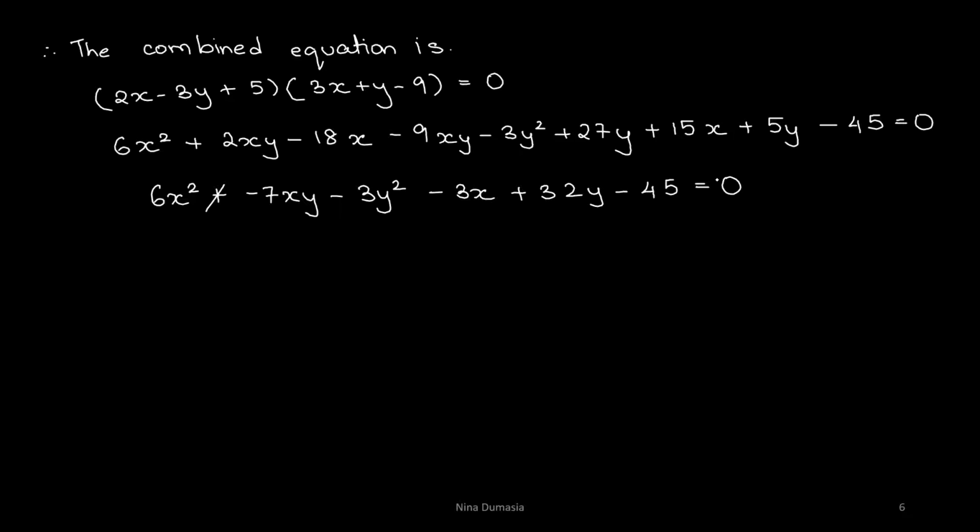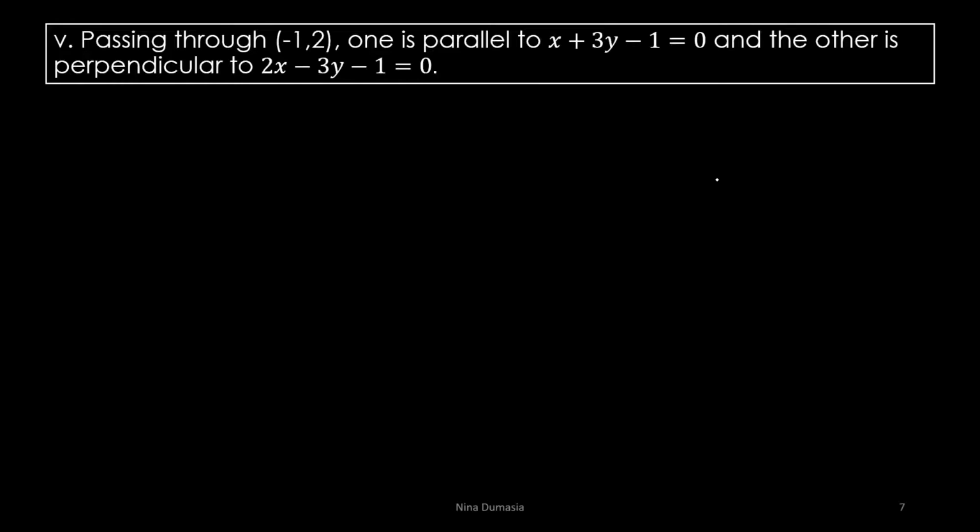Now let us look at the next question. In the next subpart we have that the lines pass through the point minus 1, 2. One is parallel to this line and the other is perpendicular to the other line. We have to use the same strategy here.